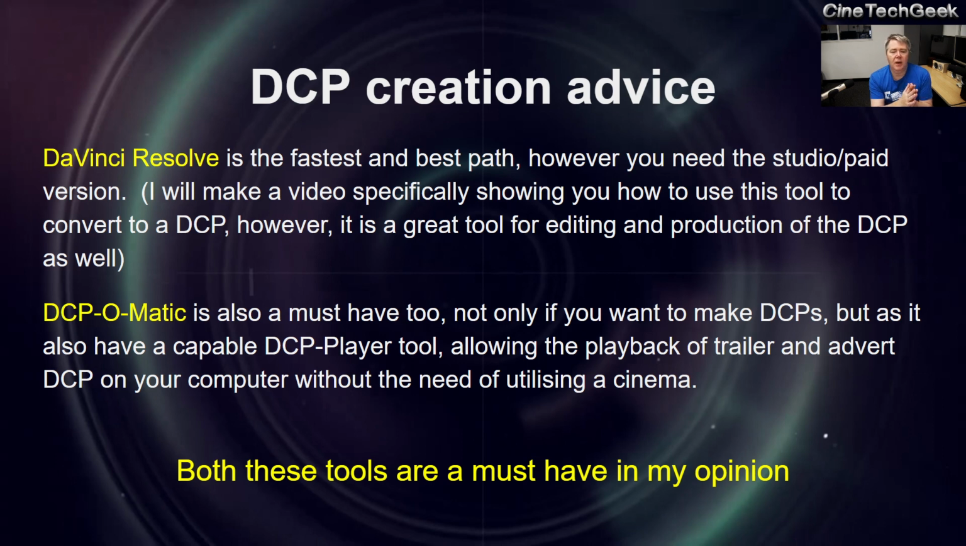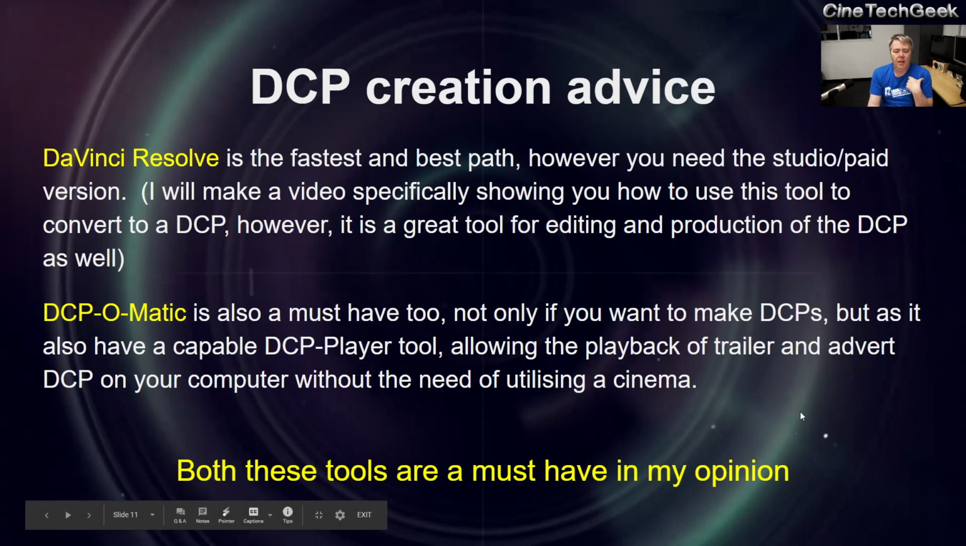And DCP-O-Matic, again, a big reason you need this as a must-have is because it has a DCP player in it as well. It's reasonably new to the product, but now you can use DCP-O-Matic with its DCP player capabilities to look at trailers and ads on your computer without having to kick up a DCI projector. You can kind of do that in Resolve as well, because you can import the content into your timelines, and it does a very good job, and sometimes it does play better. But DCP-O-Matic tries to emulate the whole DCP aspect of it, and captioning and other bits and pieces can be looked at if you need to do so. So that's one of the reasons why both tools in my book are a must-have. So let's keep going.